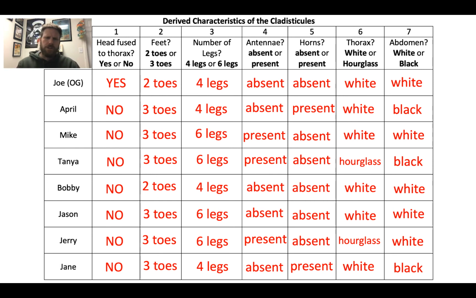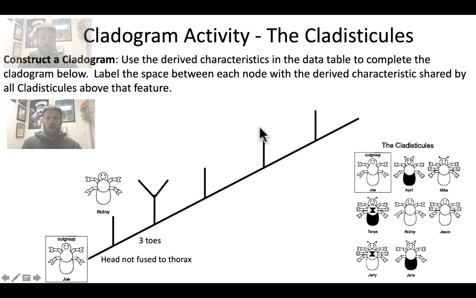Well, I have to use 3 toes because that's the feature all the other cladisticules have in common above that. Not all the other cladisticules are going to have a black abdomen. So the next feature I'm going to use is 3 toes. All of the cladisticules above this point are going to have 3 toes. They're not necessarily going to have a black abdomen, so I better use 3 toes, not a black abdomen.